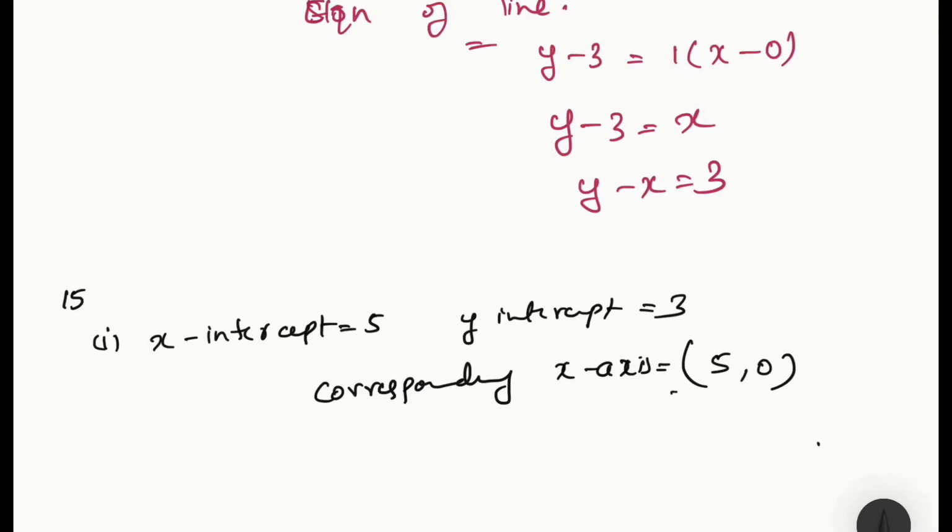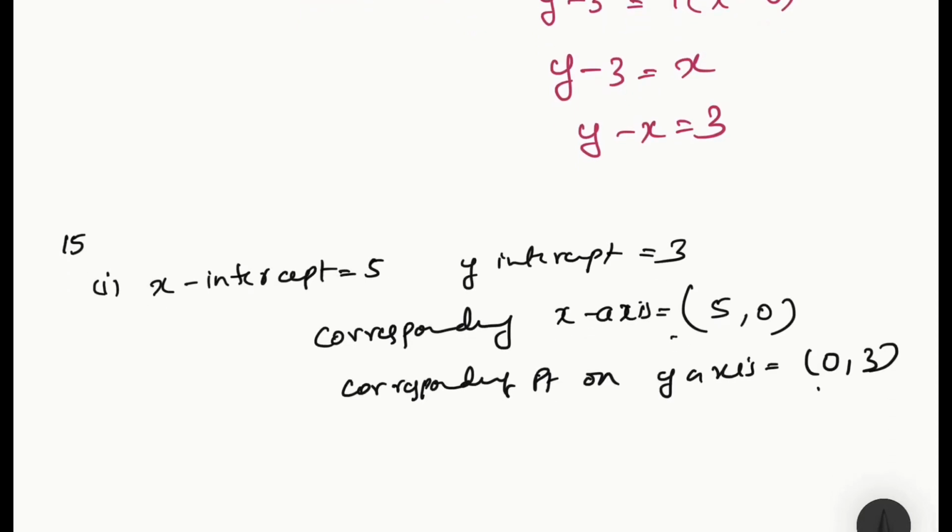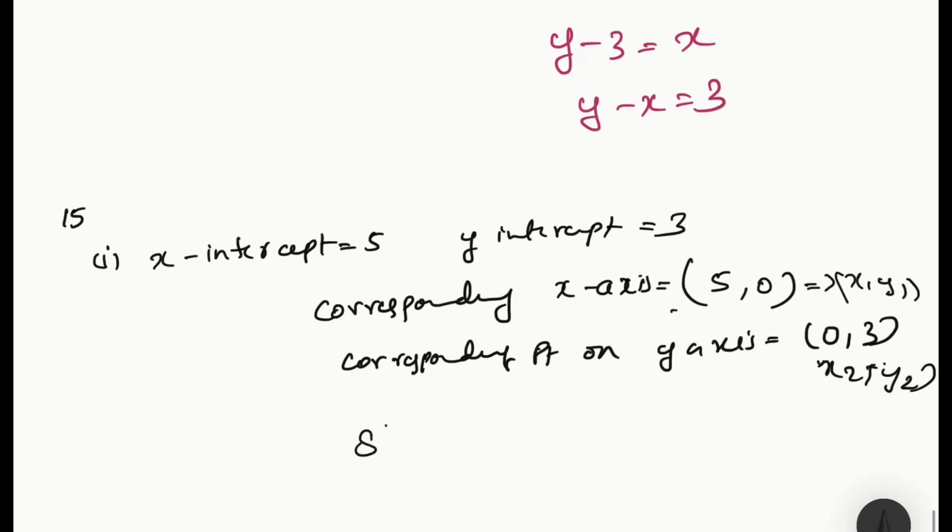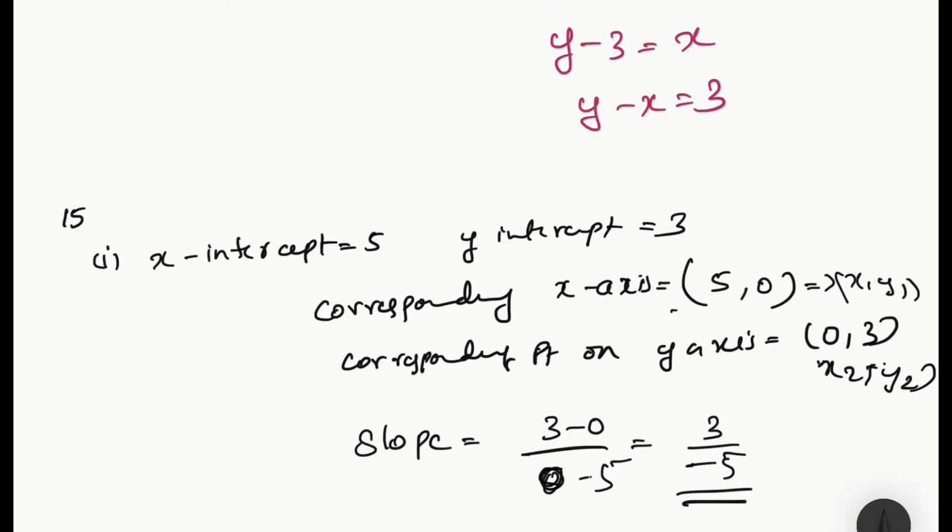So how can we find it out? The corresponding point on the y-axis will be (0, 3), correct? So I can take this as (x1, y1) and this as (x2, y2), right? So what will be the slope? From this I can find the slope. Slope will be equal to 3 minus 0 by 0 minus 5, that is equal to 3 by minus 5. Okay, so that will be the slope.